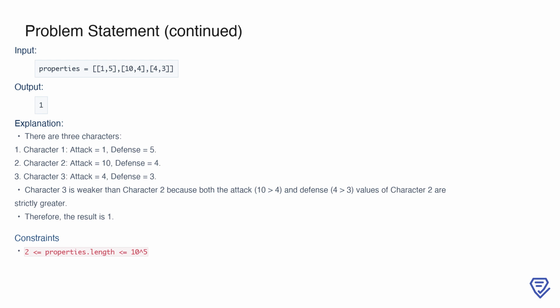Now, let's analyze a third example where the input is properties equals [[1,5],[10,4],[4,3]]. In this case, we have three characters. The first character has an attack of 1 and a defense of 5, the second character has an attack of 10 and a defense of 4, and the third character has an attack of 4 and a defense of 3. When we compare these, we find that the third character is weaker than the second character because the second character has both a strictly greater attack value, 10 greater than 4, and a strictly greater defense value, 4 greater than 3. The first character, however, is not weak because no other character satisfies the condition of having both properties strictly greater. Therefore, the output for this example is 1.